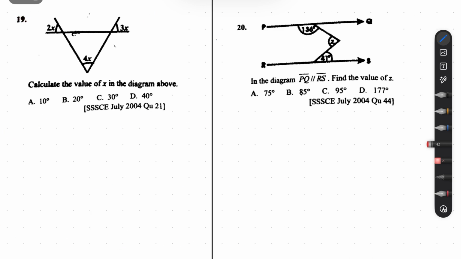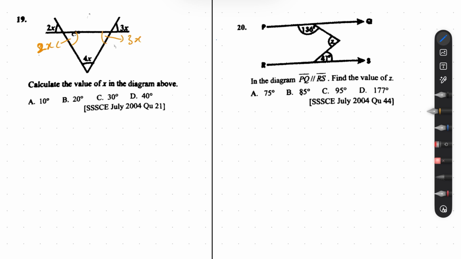The question says calculate the value of x in this diagram. So let's go to the diagram and see what is in there. We have 2x here, 3x, and 4x. But when you look at this side, we can see vertically opposite angles. So this angle and this angle are vertically opposite, so they are the same. Similarly, at this side you have this angle and this angle opposite, so they are the same. That means this side is 2x, and then this side is 3x.